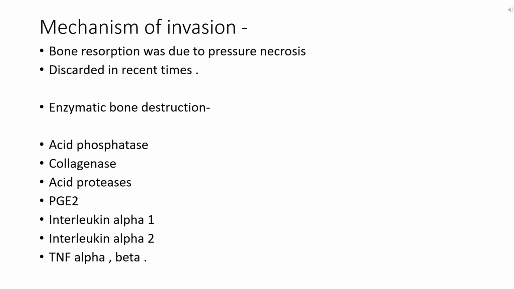There are a few other theories also. The important one is the enzymatic bone destruction theory. It is important because the cholesteatoma or the granulation tissue surrounding it secretes certain enzymes. These enzymes are acid phosphatase, collagenase, acid protease, interleukin 1 alpha and beta, and TNF alpha and beta. Other enzymes are also there, but these are the important ones. This causes enzymatic bone destruction, lysis of bone, that leads to further osteitis and foul smelling discharge. So this was the accepted theory of invasion of cholesteatoma.